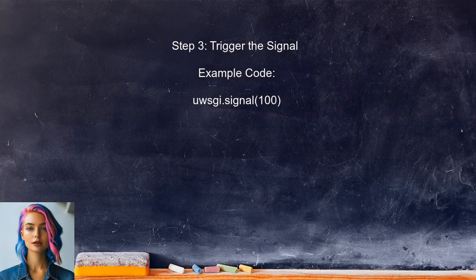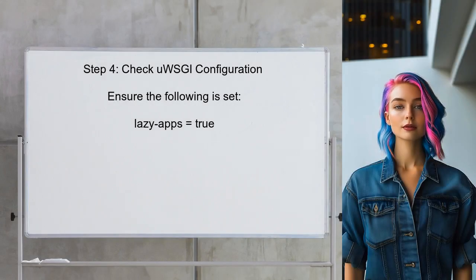After registering the signal, the user can trigger it whenever an update is needed. This will send the signal to all workers, allowing them to execute the update function. If the user still encounters issues with signals being handled by only one worker, they should check the uWSGI configuration to ensure that the Lazy Apps option is enabled. This allows each worker to load the application independently.